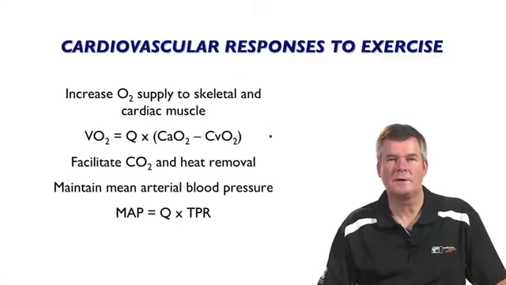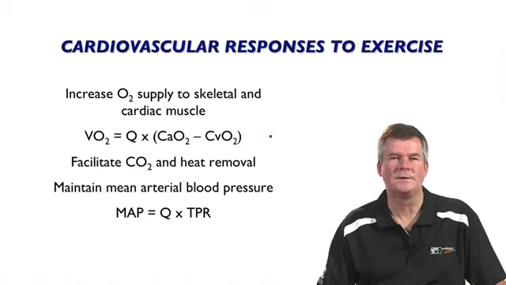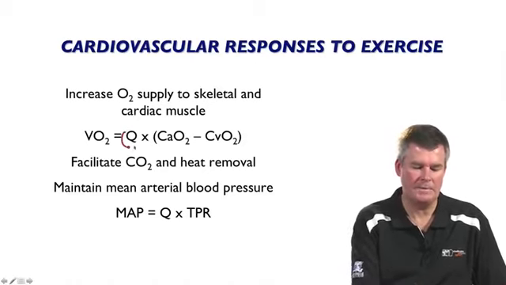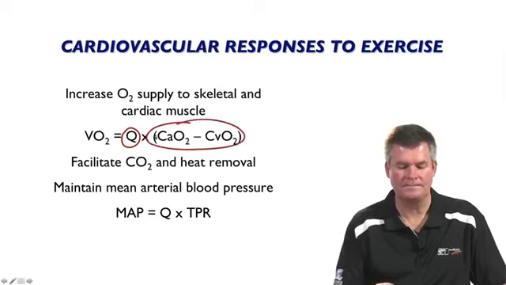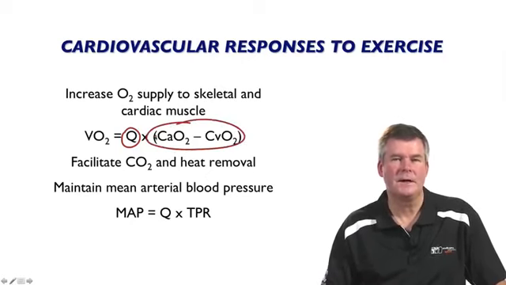In this lecture, we're going to focus on the cardiovascular responses to exercise, and we'll look at both incremental exercise, where exercise intensity progressively increases, but also prolonged exercise at a given exercise intensity. The primary function of the cardiovascular system is to increase oxygen supply to the skeletal and the cardiac muscle. The VO2 during exercise is really determined by the cardiac output and the oxygen extraction, or the AVO2 difference. And this is referred to as the Fick equation. And as you can see, cardiac output plays a key role in determining the VO2.